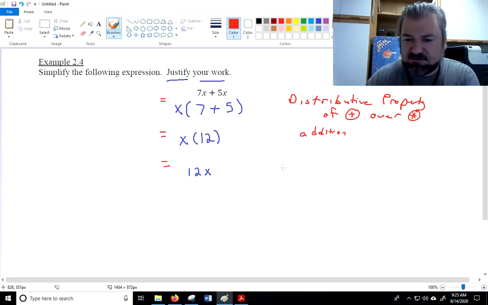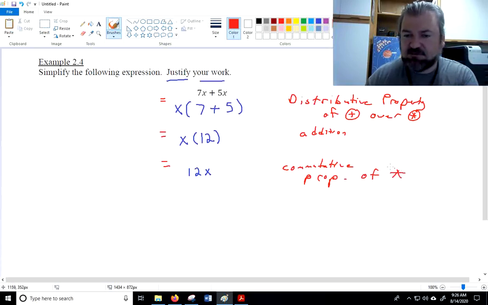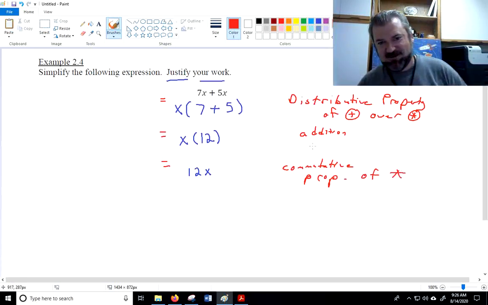And I'll say that that is the commutative property of multiplication. I know what you're thinking. You're thinking, why is it taking so long to say that if you have 7 x's and you have 5 x's, you add them together, you get 12 x's?